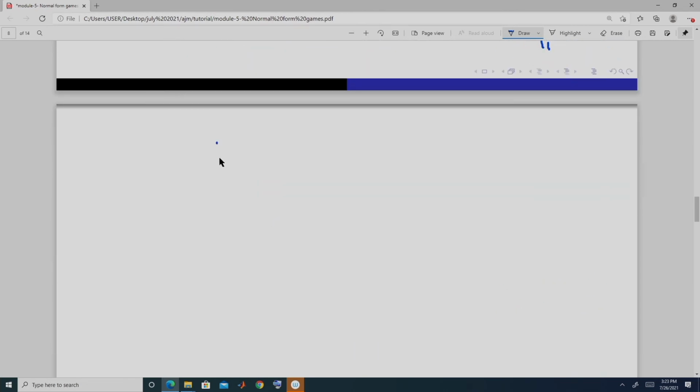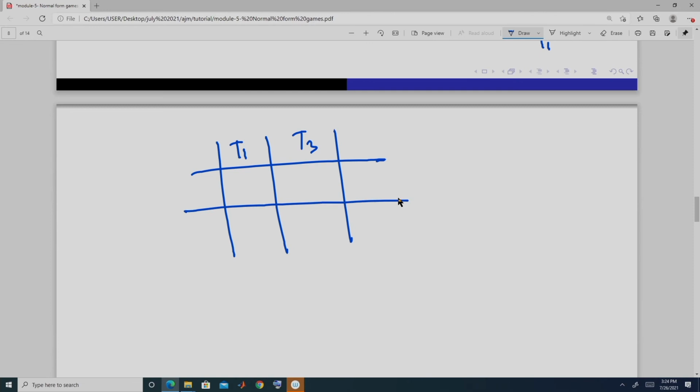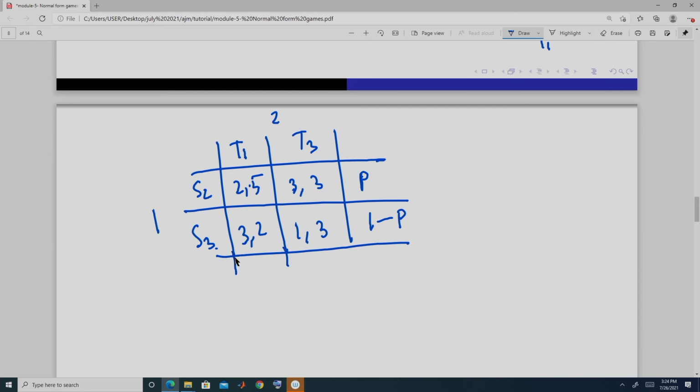So, what is the game? We are left with T1. Now, here if S2 is played, then T1. If T1 is played, the best response is to play S3. If S3 is played, the best response is to play T3. If T3 is played, the best response is S2. So, again no pure strategy. So, suppose player 1 attaches probability p to this action and 1 minus p to this action, and player 2 attaches q to T1 and 1 minus q to T3.